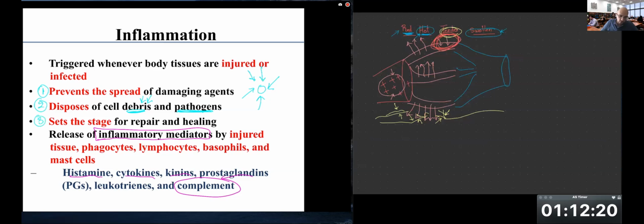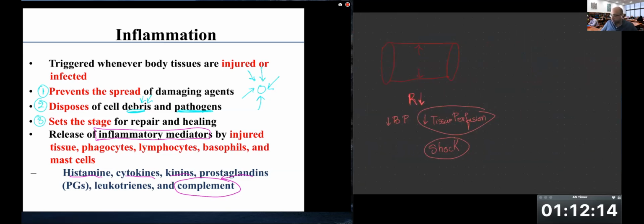Also, I'm setting the stage for repair and healing for this injured tissue. Remember, in order for me to rebuild my tissue, I need extra cells, extra oxygen, extra everything for the cells to proliferate back and to build up the damaged tissue. So I need extra everything to be delivered to the injured site. And this is going to be allowed by dilating the arterioles. And remember, dilation of the arterioles is going to be my inflammation.